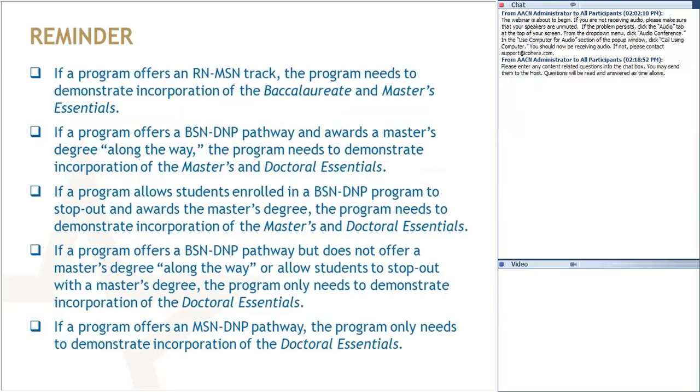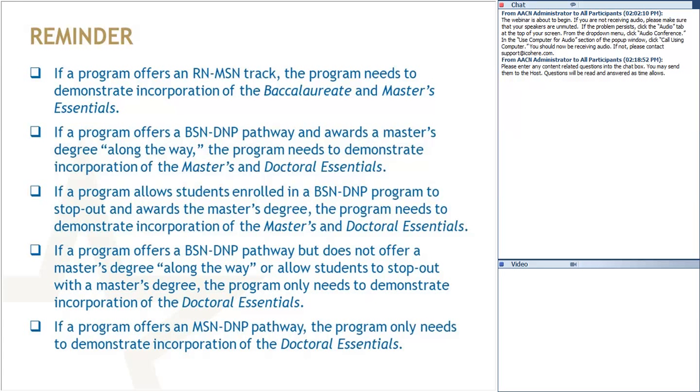So when you look at slide 23, this is just a reminder and sort of a summary of these first key elements. If a program offers an RN to MSN track, then the program needs to incorporate both the baccalaureate and the master's essentials. You're not awarding a baccalaureate degree, but you have to demonstrate that students are achieving those competencies and those expectations embedded in both sets of those essentials.